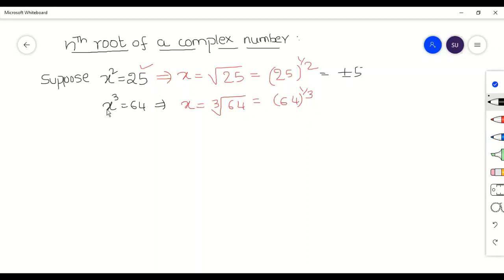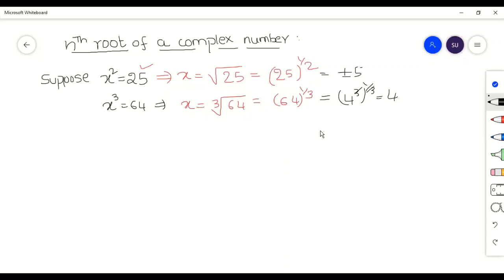The same way, if x cube is equal to 64, then x is equal to, we used to say it as cube root. Square root means power 1 by 2. Cube root means power 1 by 3. Generally we write 64 power 1 by 3, which is 4 cube whole to the power 1 by 3. The 3 will cancel, and we will get 4. So one value is satisfying the equation x cube is equal to 64.